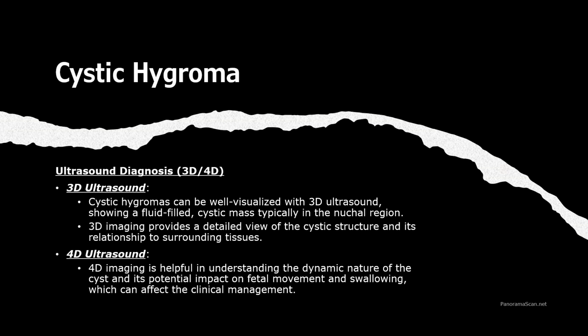While 4D ultrasound, on the other hand, adds the dimension of real-time movement, which provides additional insights into the dynamic nature of the cyst. For example, it can help us observe how the cystic hygroma might impact fetal movement or swallowing. These observations are critical in determining the potential clinical implications and planning appropriate interventions. By combining 3D and 4D imaging, we can achieve a comprehensive evaluation of cystic hygroma, which is essential for guiding both prenatal care and postnatal management strategies.